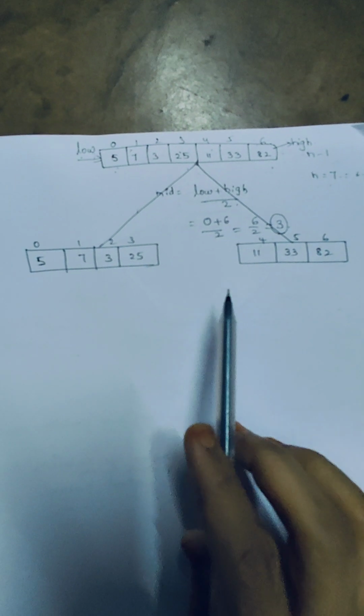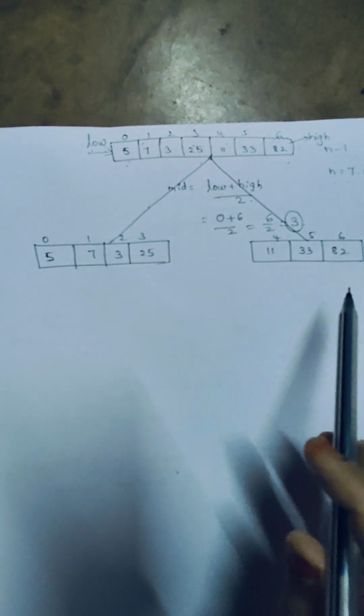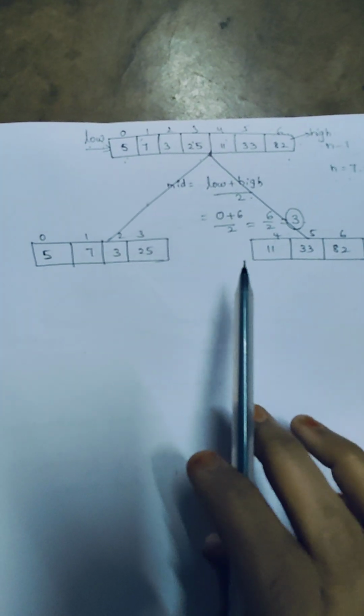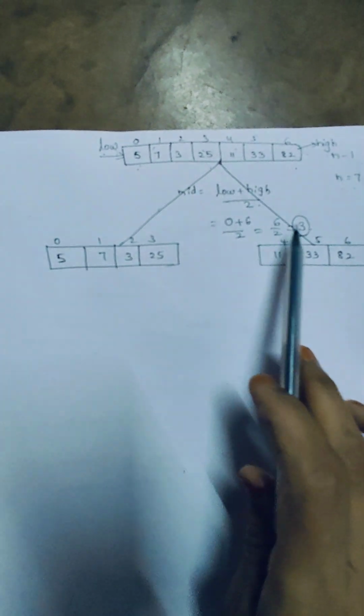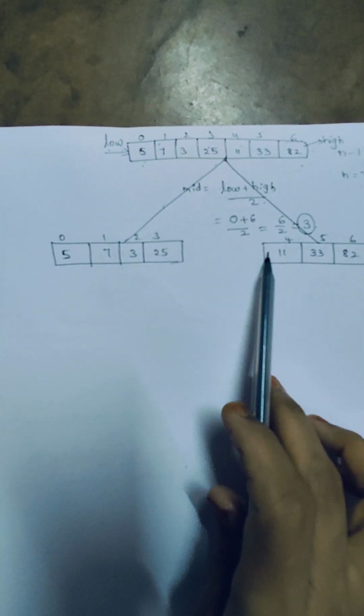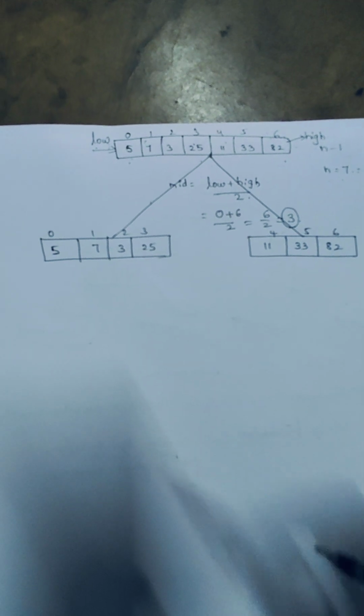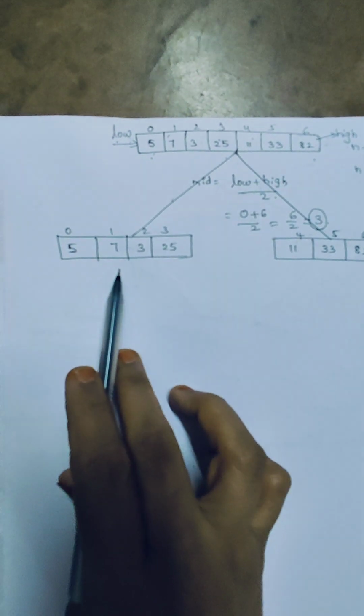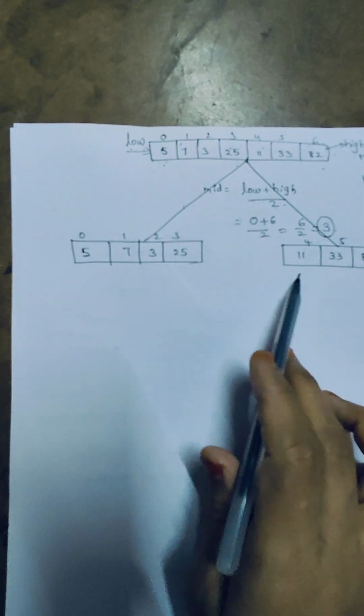So likewise we need to divide the array into two subarrays. By taking the mid element, the value is 3. So up to the 3 is the first subarray, and above the 3 is the second subarray. Likewise we need to solve each subproblem. Again we need to find the mid values of each subproblem individually.